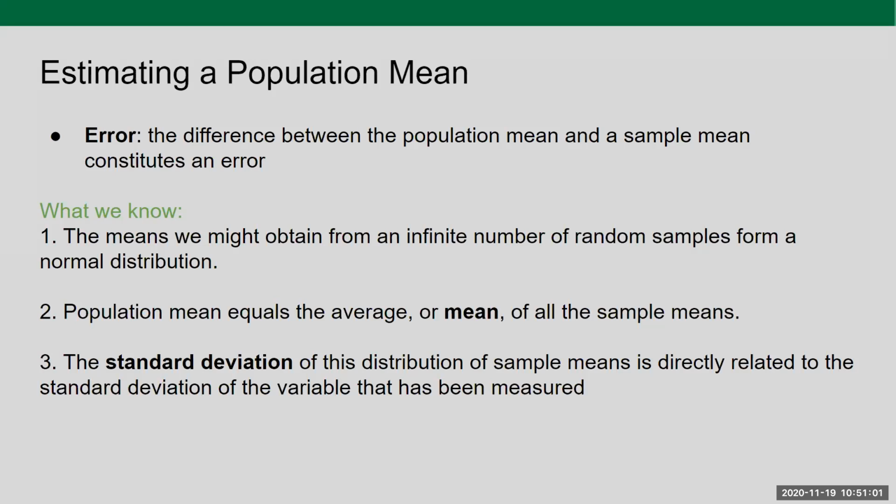Sometimes there will be errors in the estimations we make. Now, this error doesn't mean a negative connotation. It just means that there's a difference between the population mean and the sample mean. What we know about this kind of error is that the means we might obtain from an infinite number of random samples can form a normal distribution, or that bell curve. Secondly, the population mean equals the mean of all the samples. And third, the standard deviation of this distribution of sample means is directly related to the standard deviation of the variables.